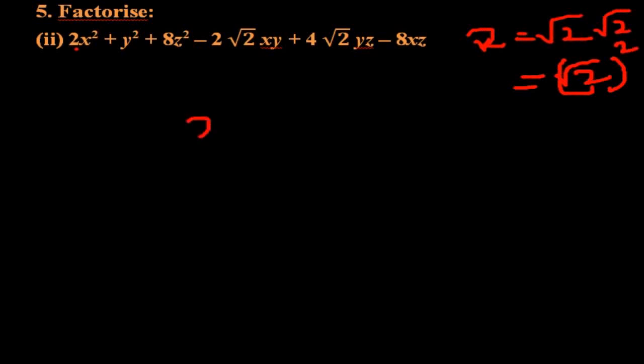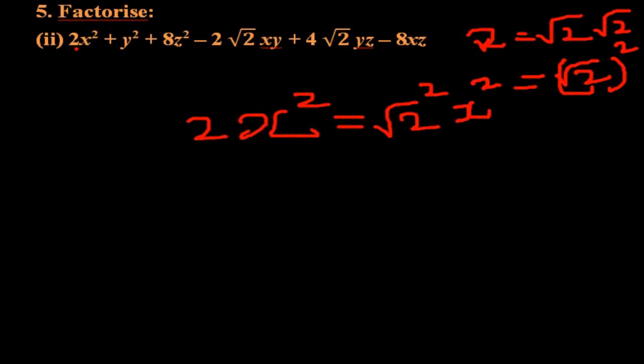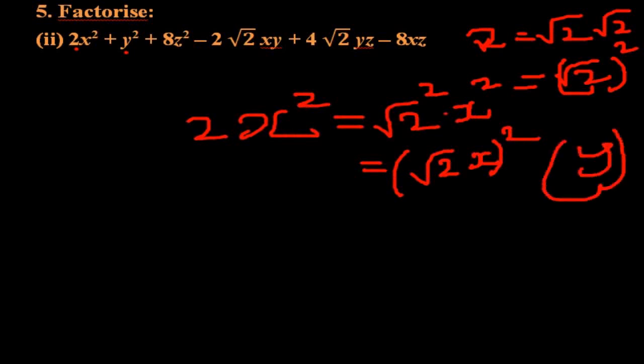So when I have 2x square, this 2 can be written as root 2 square, and this x square as it is. Now these two are in product, so we can write it as a single factor, that becomes root 2x whole square. Similarly, the second term also we are able to write as y whole square. Now how to write this third term? The third term is 8.